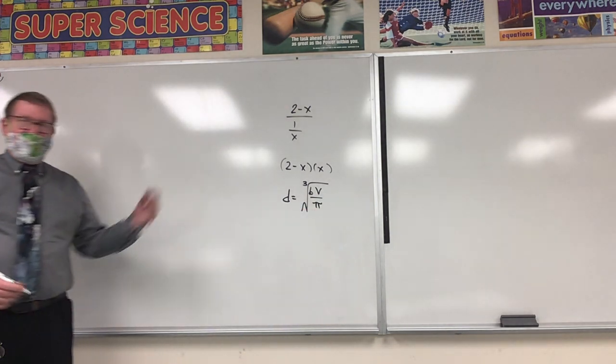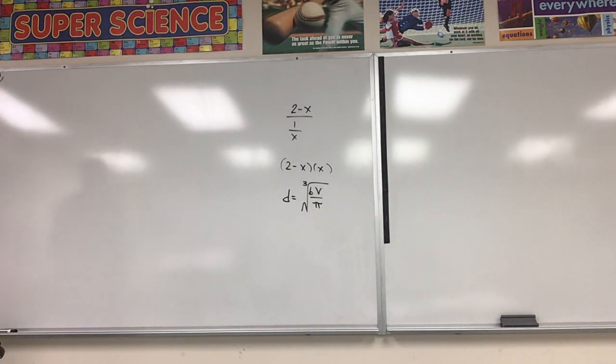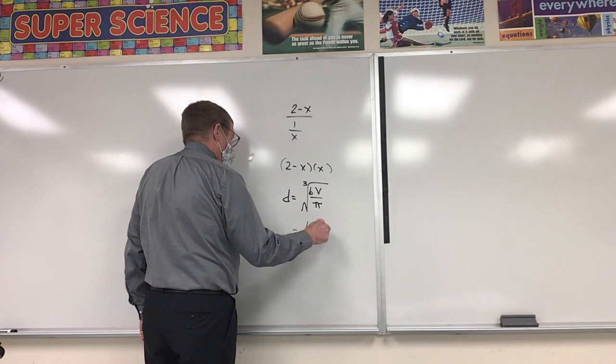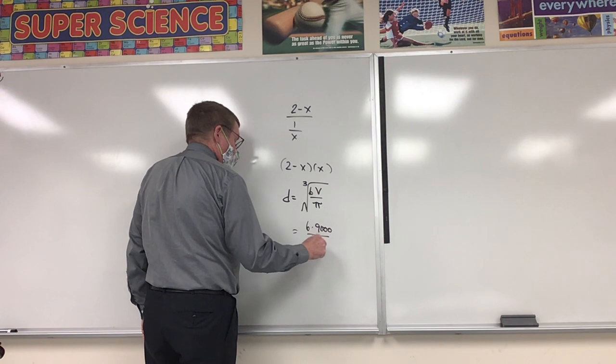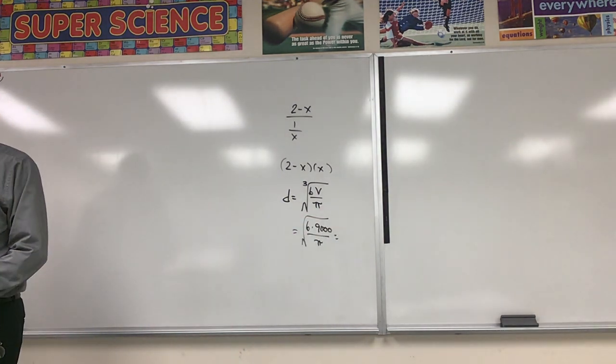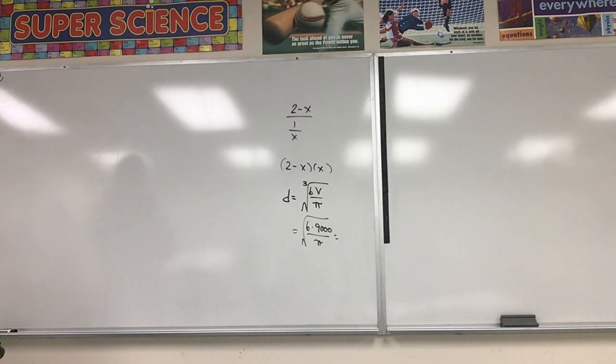All you're going to do here is plug in the volume for V itself. What did they say the volume was? 9,000 feet squared. All right, that's going to equal 6 times 9,000 over pi. Punch it in your calculator and give your answer. You got 25.8 feet. Any others? No.